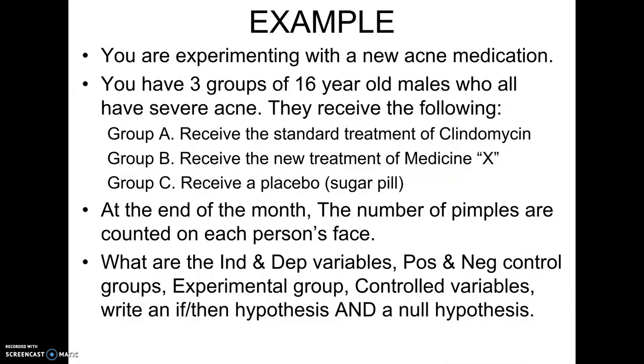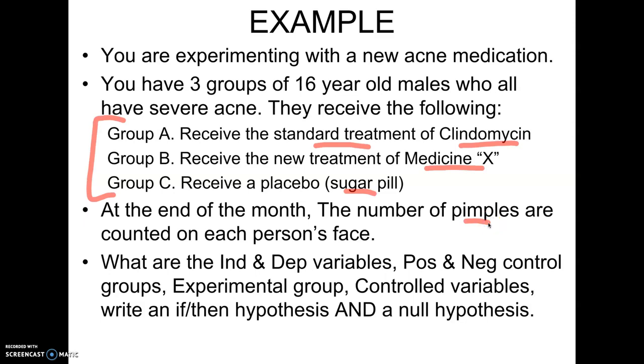All right, to wrap things up, let's say we're experimenting with a new acne medication. We have 3 groups of 16-year-old males. They all have severe acne. Here's the 3 groups. They're going to receive one of 3 oral medications. Group A is getting a standard treatment of clindamycin. This is a treatment that we know helps with acne. Group B is getting medicine X, the one that we're testing. And Group C is going to get a sugar pill. That way everybody's taking something. At the end of the month, we're going to count how many pimples they have.